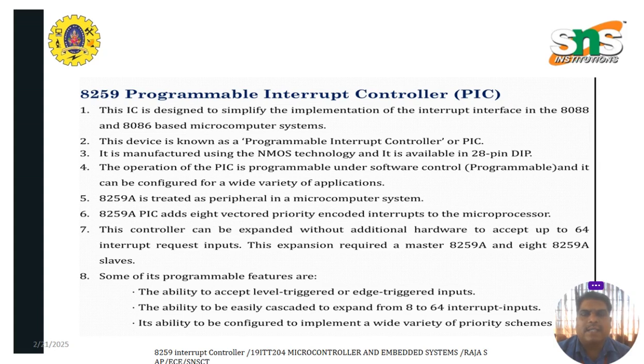It is manufactured using NMOS technology and it is available in a 28-pin DIP. The operation of the PIC is programmable under software control and it can be configured for a variety of applications. The 8259A is treated as a peripheral in a microcomputer system. The 8259A PIC adds 8 vectored priority encoded interrupts to the microprocessor. This controller can be expanded without additional hardware to accept up to 64 interrupt request inputs. This expansion requires a master 8259A and 8259A slaves.